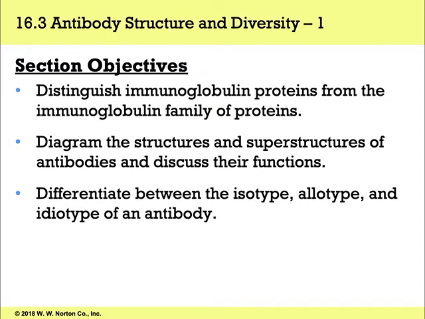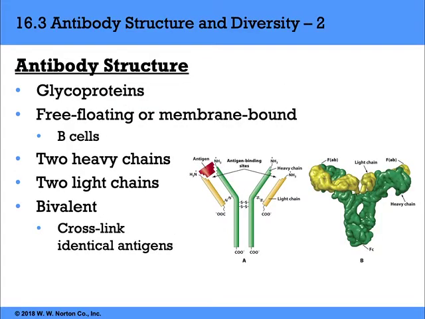We'll distinguish immunoglobulin proteins from the family of immunoglobulins, diagram structures of antibodies, and talk about what they do, and talk about isotypes, allotypes, and idiotypes of antibodies. Okay. So an antibody is made of 2 long and 2 short chains, each of which have a variable and a constant region. Okay. The amino end of the heavy and the short chains are what are called the variable regions, and that's where the antigen binding takes place.